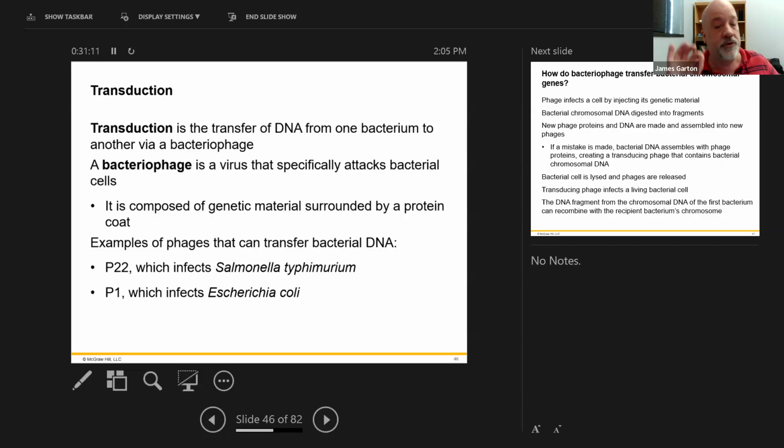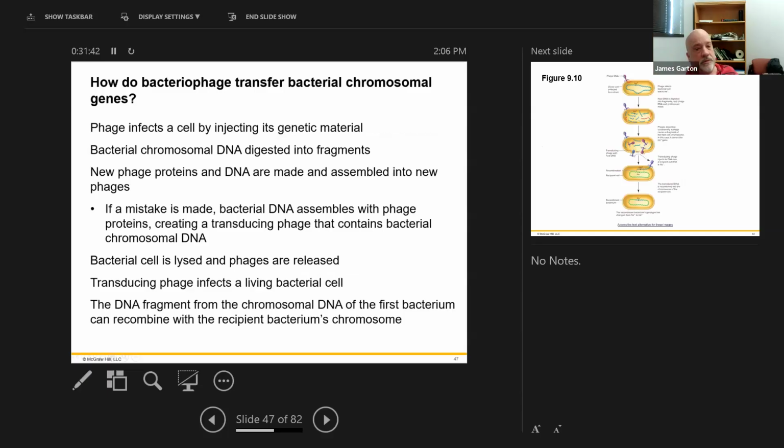And a bacteriophage is a virus that is specifically able to infect bacteria. It's got a very simple construction. Piece of genetic material surrounded by a protein coat. And these bacteriophages have really boring names. For example, there's P22, which infects Salmonella. And there's P1, which infects E. coli. And there's hundreds, if not thousands, of more of them.